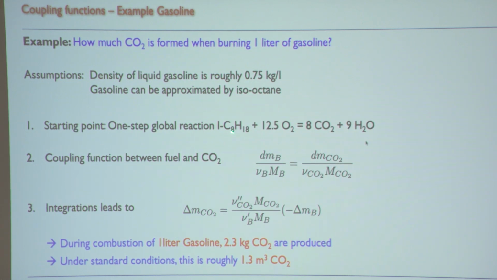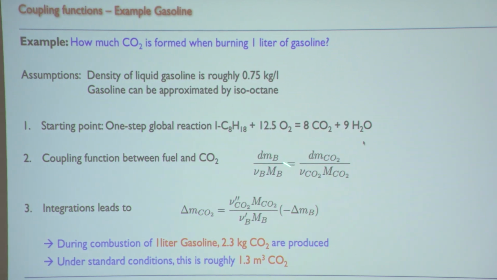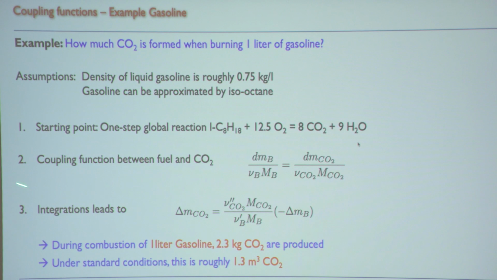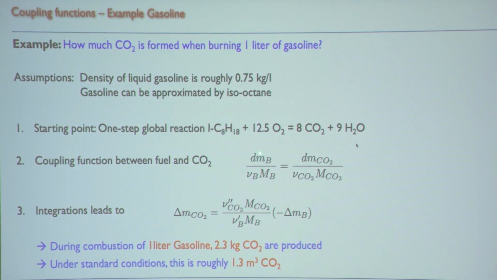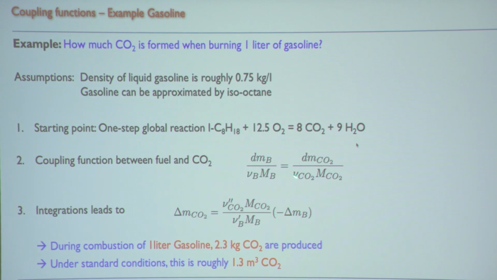One-step global reaction: isooctane plus 12.5 O2 gives CO2 and H2O. And then again we write the coupling function, this time between fuel and CO2. And now you see here we get a minus, because, no, here we have the minus, sorry, here the plus. And then you integrate this, and you can plug all this in. 1 liter of gasoline gives you 2.3 kilogram of CO2.